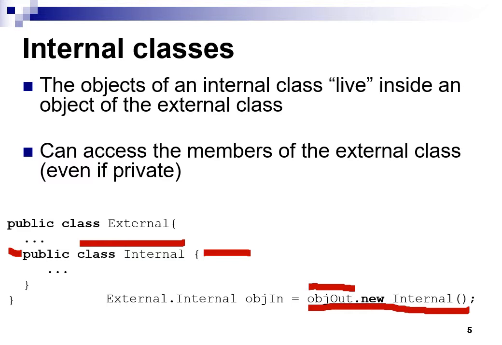So you see that the new operator has this special syntax where I use an object of type External and then I create a new Internal object. If you think about this, this is the canonical way to implement composition, right? Because the part object lives inside a component object.